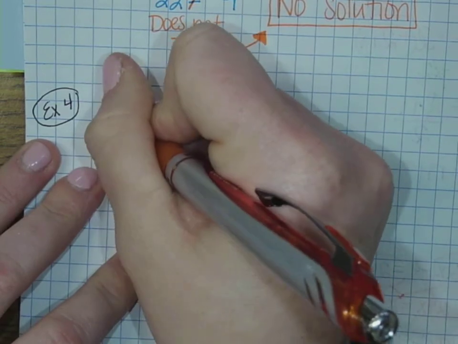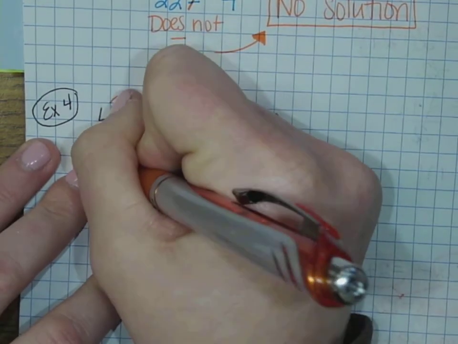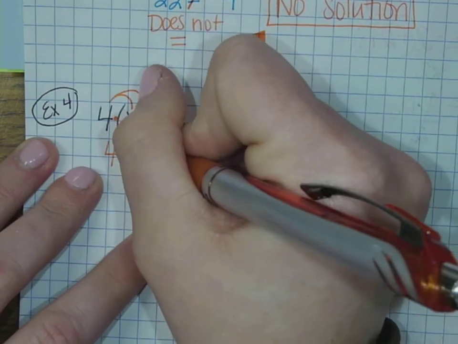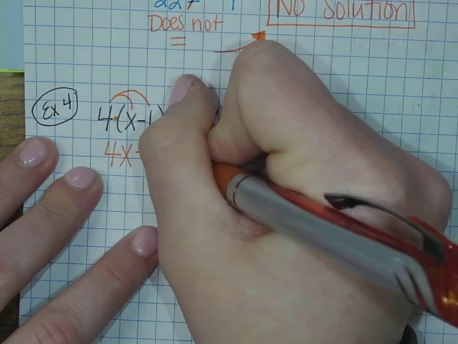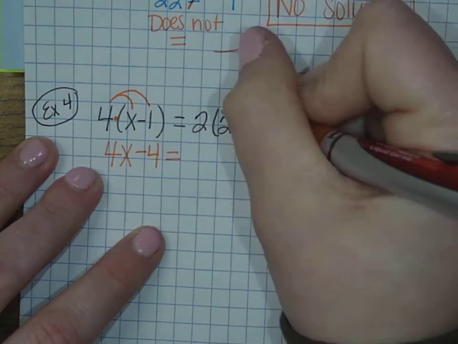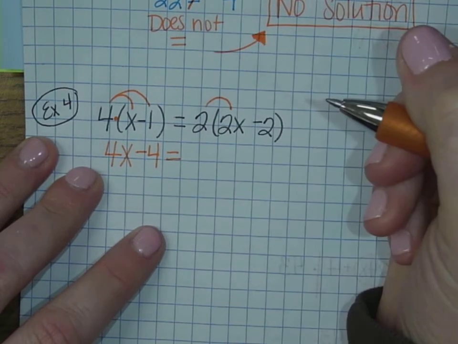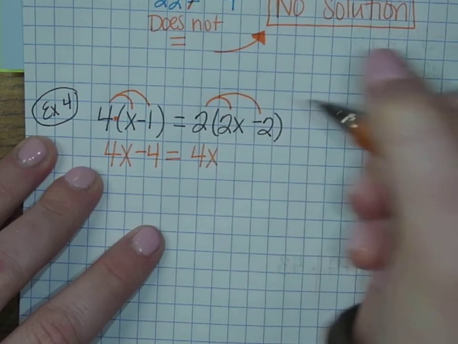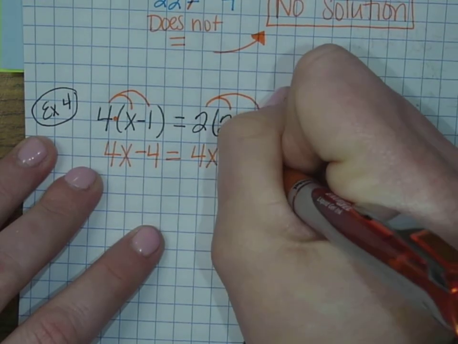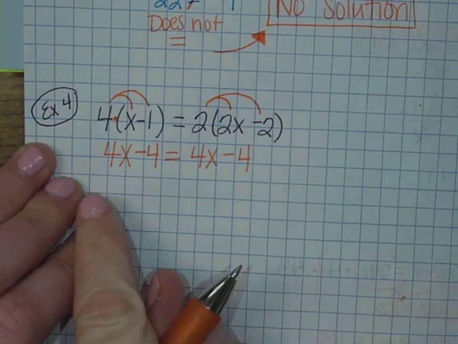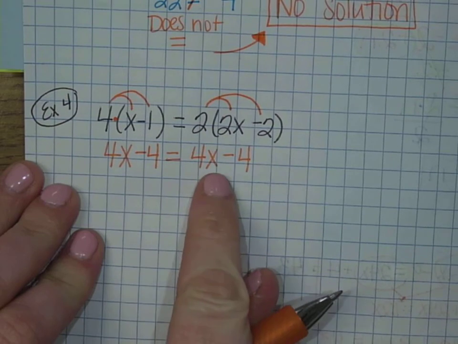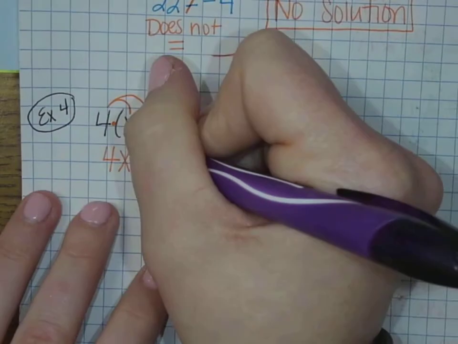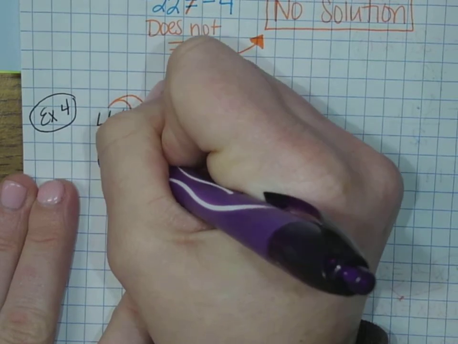So 4 times, remember times, so 4 times x would be 4x. 4 times negative 1 would be negative 4. Bring down your equals. Then it would be 2 times 2x, which is 4x. And 2 times negative 2 would be negative 4. Well, you can already see 4x minus 4 equals 4x minus 4. That's a true statement. But I'm going to go ahead and finish it because sometimes you won't see that.